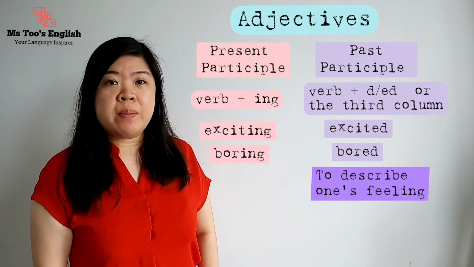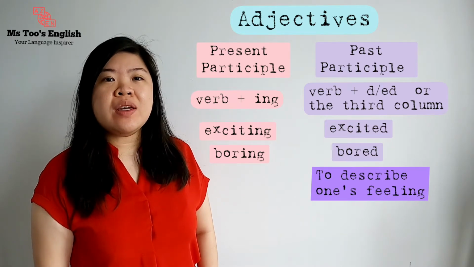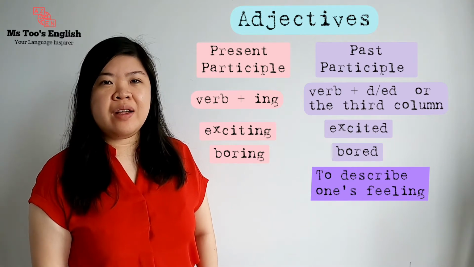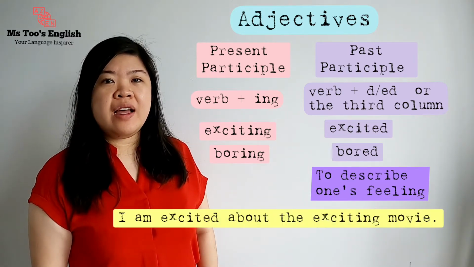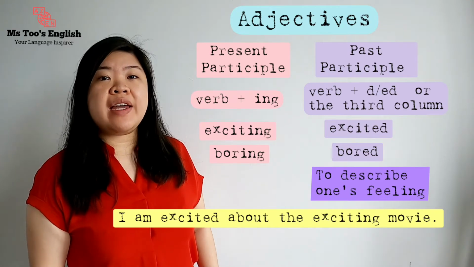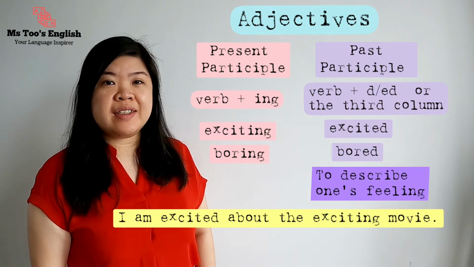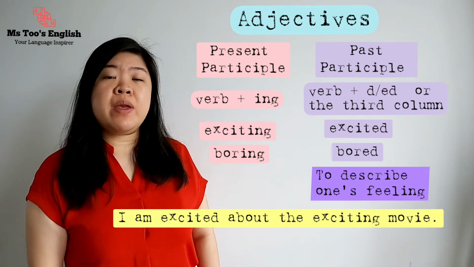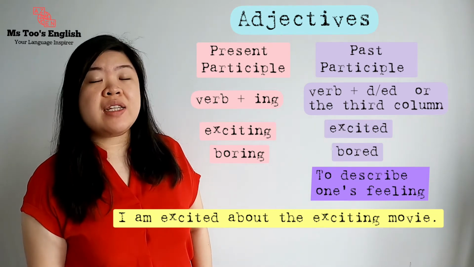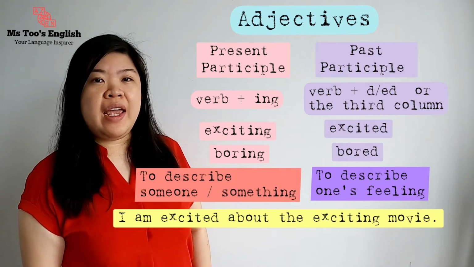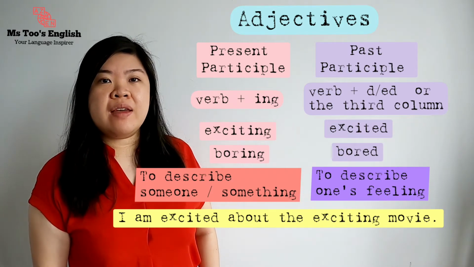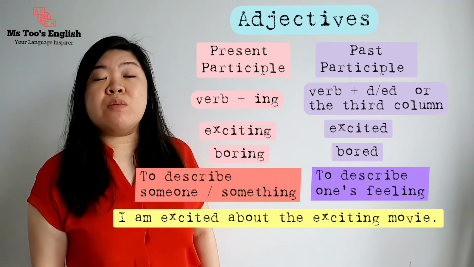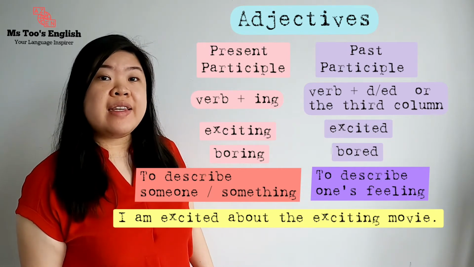When you are describing one's feelings, you use the past participle. For example, I am excited about the exciting movie. Can you see the difference? When you are describing your own feeling, you use the one with -ed, the past participle. And if you are describing something, for example the movie, how is the movie? The exciting movie. The movie is exciting.